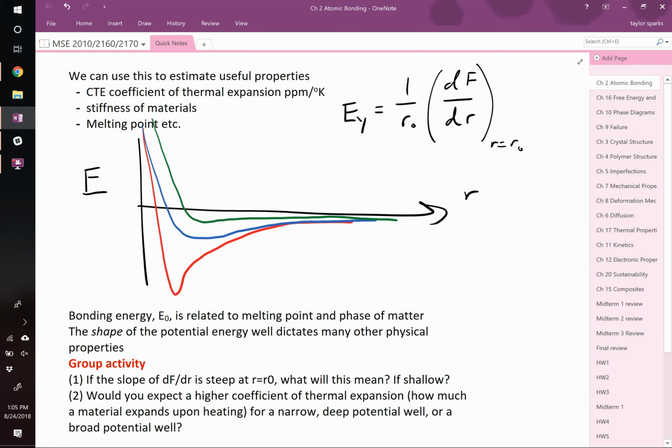Anybody want to take a guess? How does this relate to melting point? Metal, polymer, ceramic. Who thinks which is which? Anyone want to take a stab at this? Yeah, go ahead. I forgot your name.